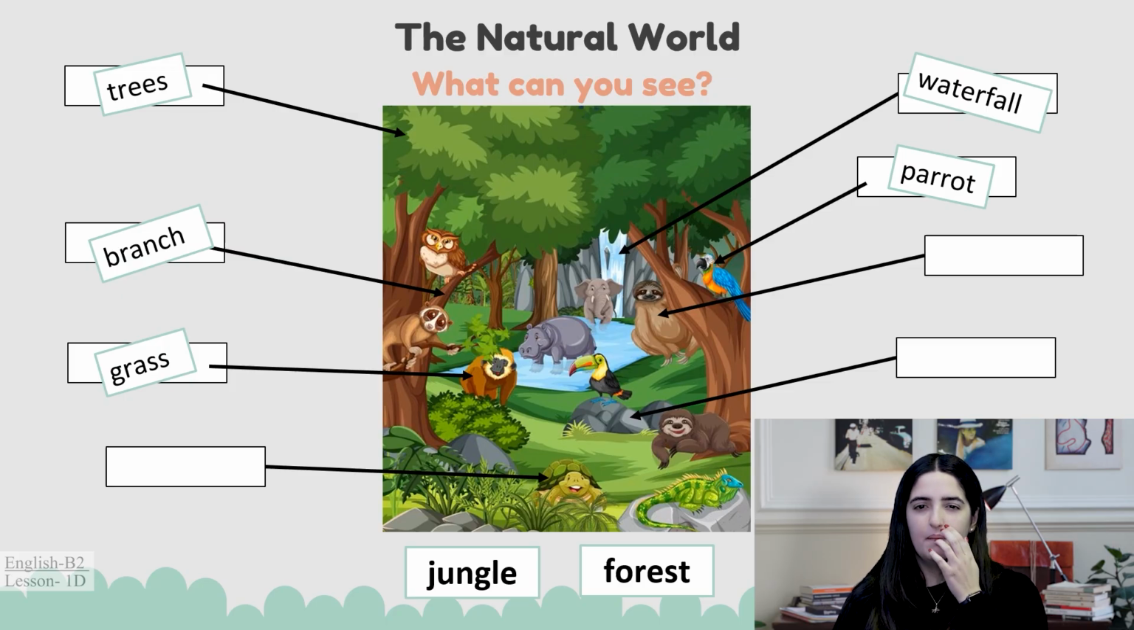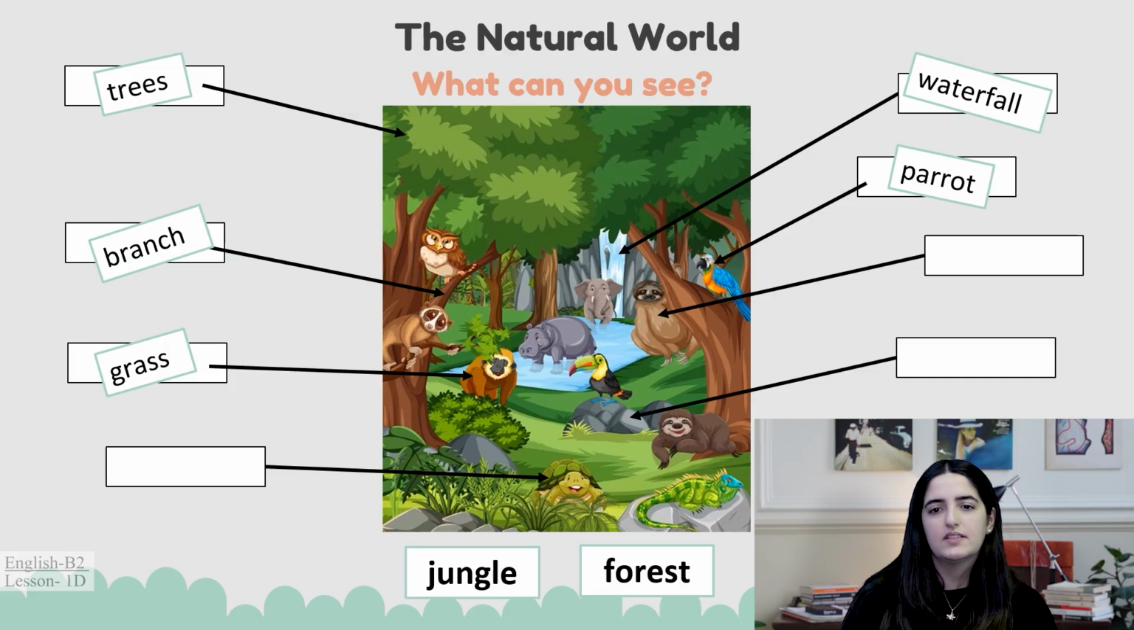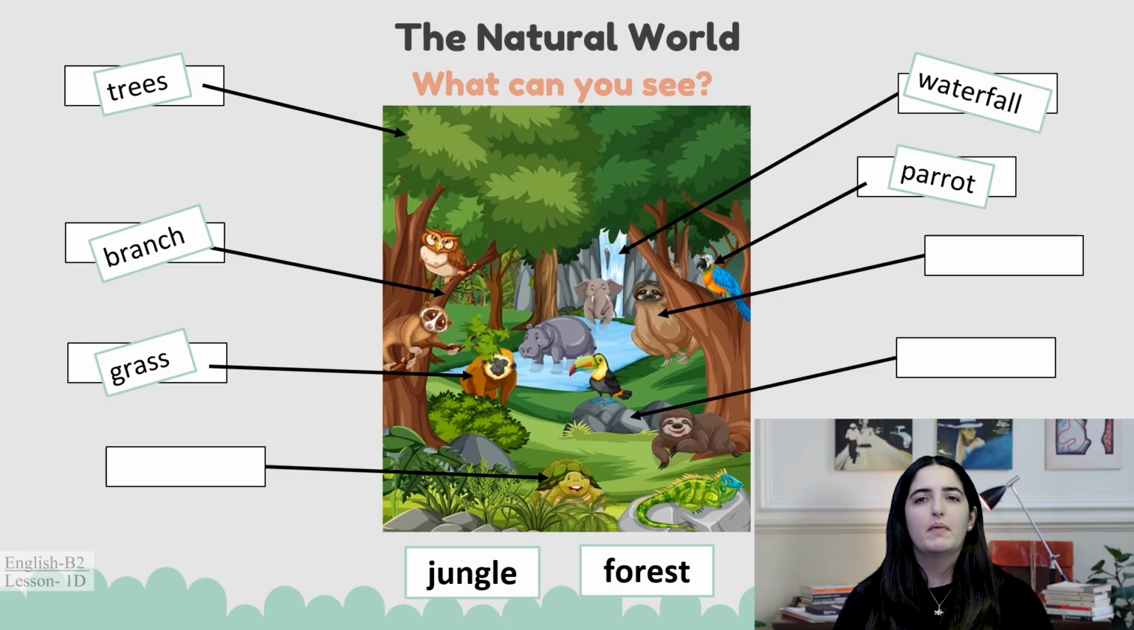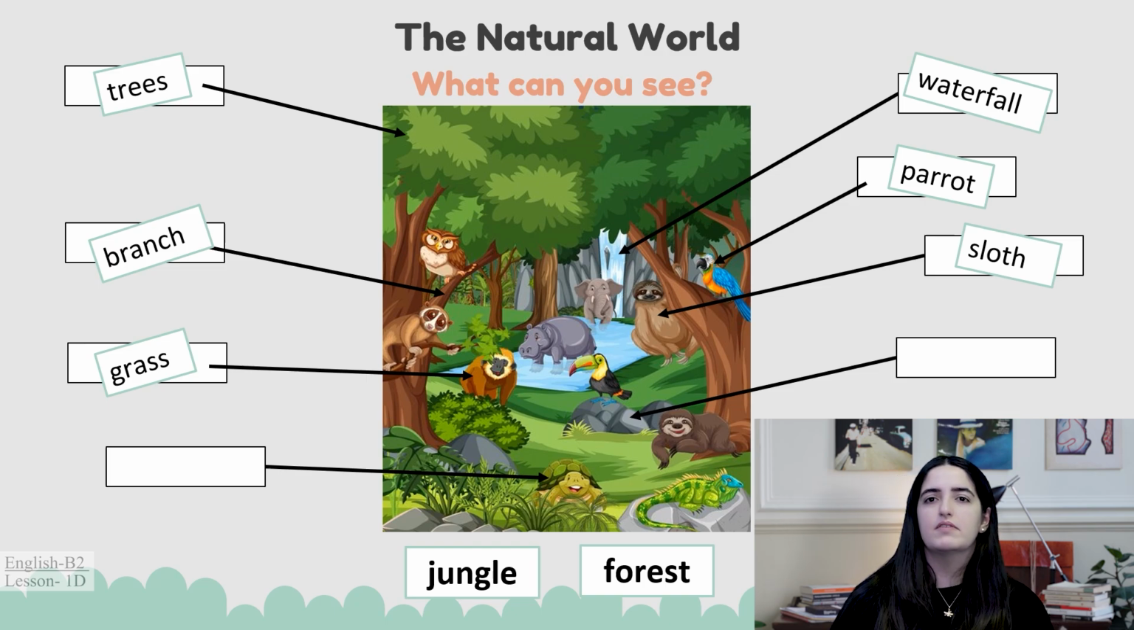Okay, what about next? What animal is that next to the parrot? It's a little bit of a tricky one. You might not know this animal. Pause and answer. It's a sloth. Have you ever heard of that? A sloth. They're very slow animals and they live in the rainforest, particularly in Brazil, in the Amazon rainforest.